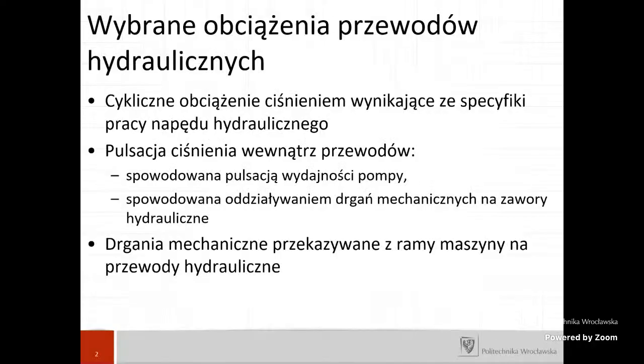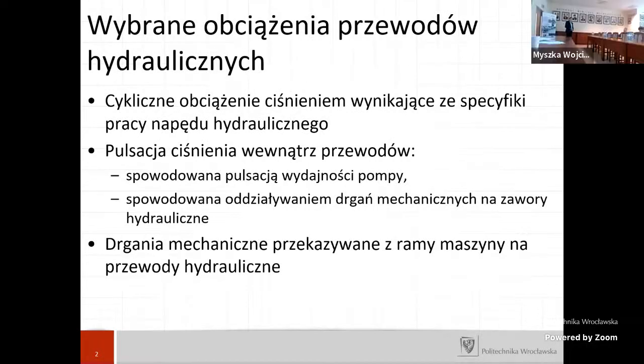Na pierwszym slajdzie krótko wyszczególniłem obciążenia, które działają na przewód hydrauliczny. Zajęliśmy się przewodem elastycznym, ale ogólnie w układzie hydraulicznym takie obciążenia występują. Po pierwsze są to cykliczne obciążenia wynikające ze specyfiki pracy hydraulicznego układu napędowego, czyli dane fragmenty układu raz są poddane niskim ciśnieniom, raz wysokim. Często są to skoki od praktycznie zerowych ciśnień do ciśnień maksymalnych dopuszczalnych w układzie.